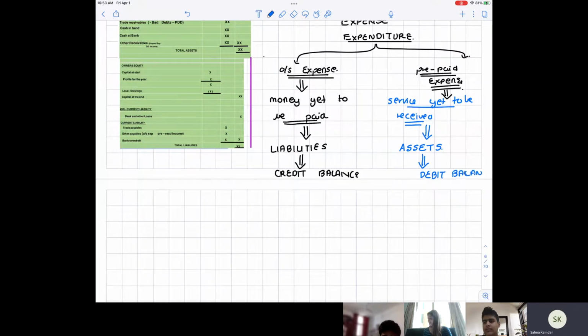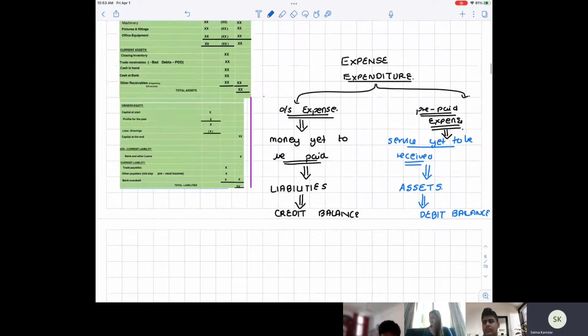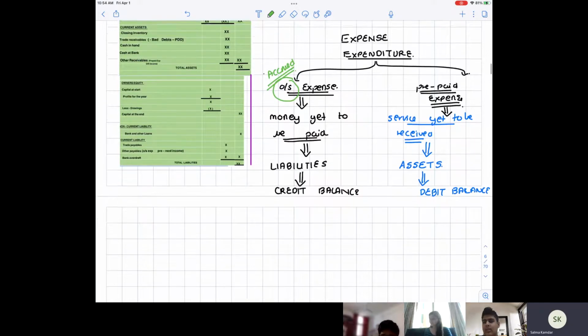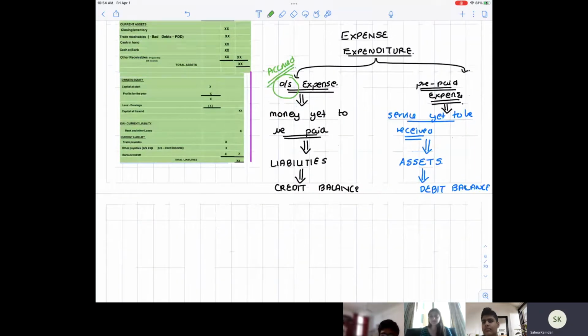So you all said expense can be classified into outstanding expense or prepaid expense. Can I give another name for outstanding expense? Accrued expense. Other name for outstanding is accrued expense. So expenses are classified into two types: prepaid expense and outstanding expense or accrued expense.